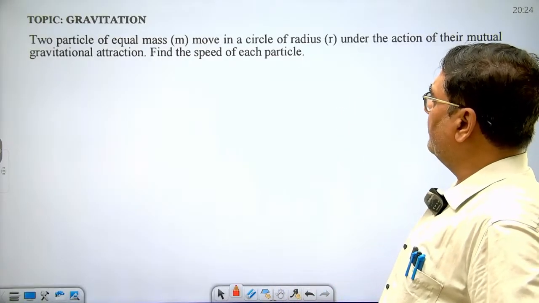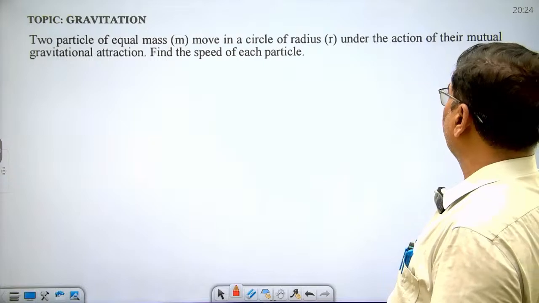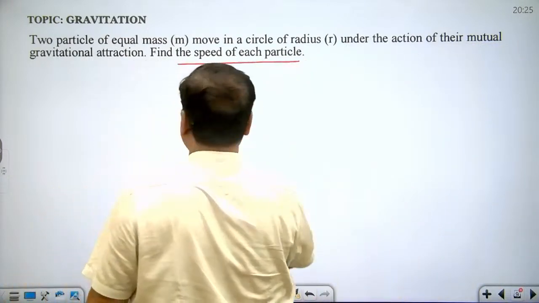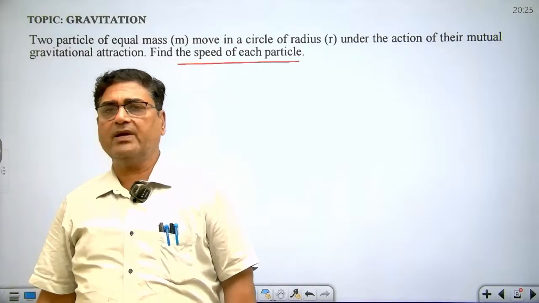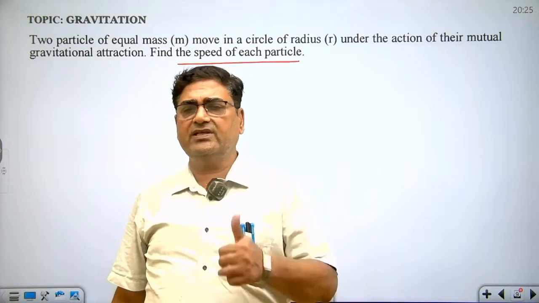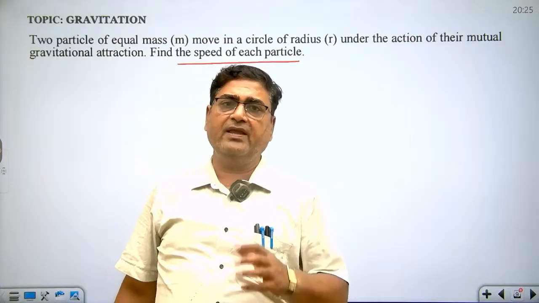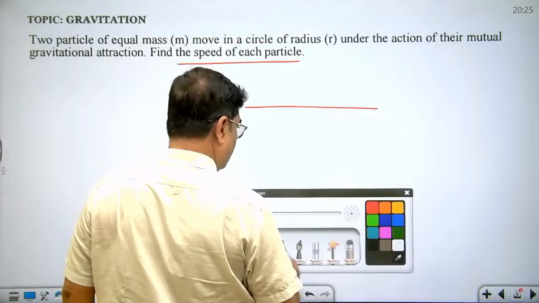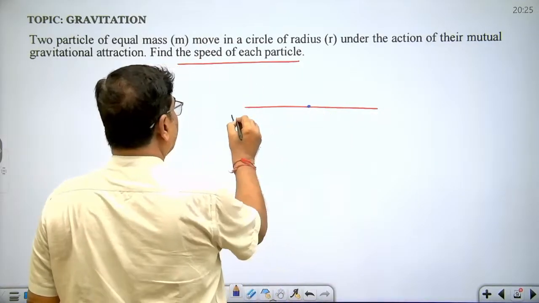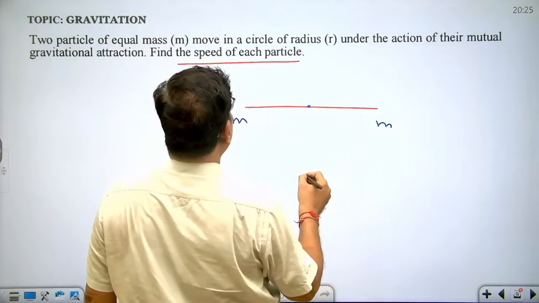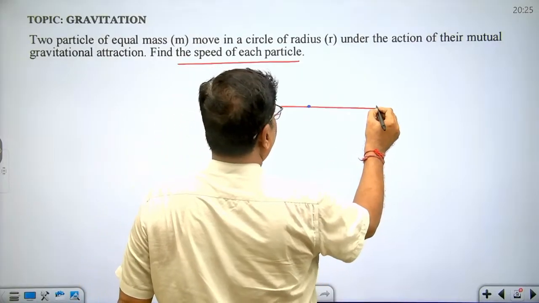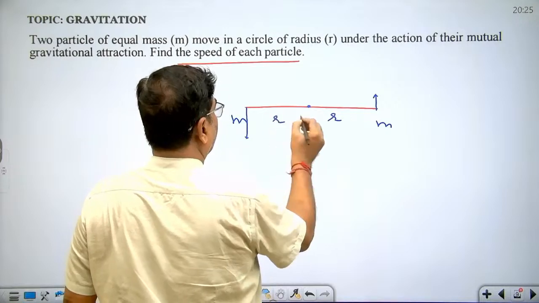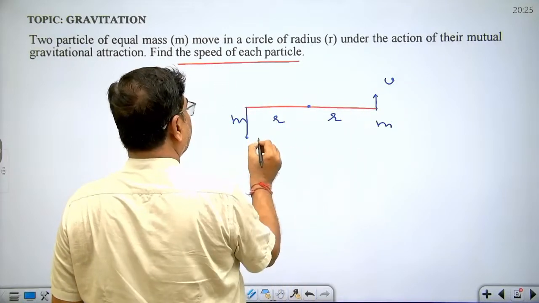Two particles of equal mass small m move in a circle of radius r under the action of their mutual gravitational attraction. Find the speed of each particle. Whenever any particle moves in a circular path, a centripetal force is required. Thus, in this case, the centripetal force will be obtained by gravitational attraction. So, dear student, let's see here. The two particles are moving in a circular path of radius r. Let us assume their speed is v.